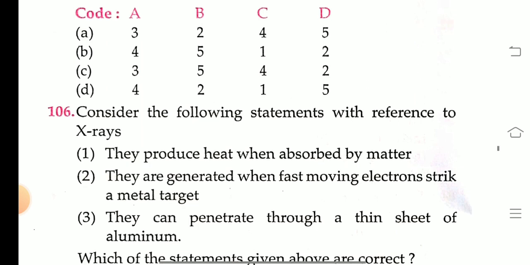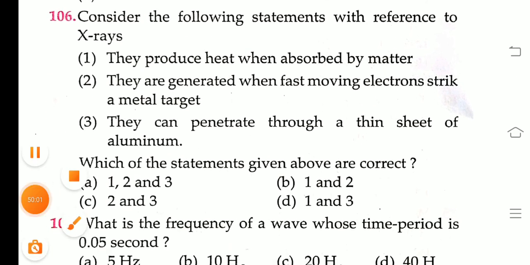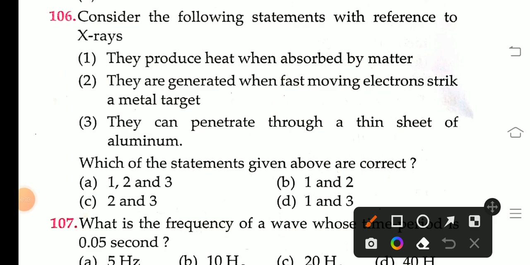Consider the following statements with reference to X-rays. They produce heat when absorbed by matter, right? They are generated when fast moving electrons strike a metal target, right? They can penetrate through a thin sheet of aluminum, right? Which of the statements is correct? Right answer option A.